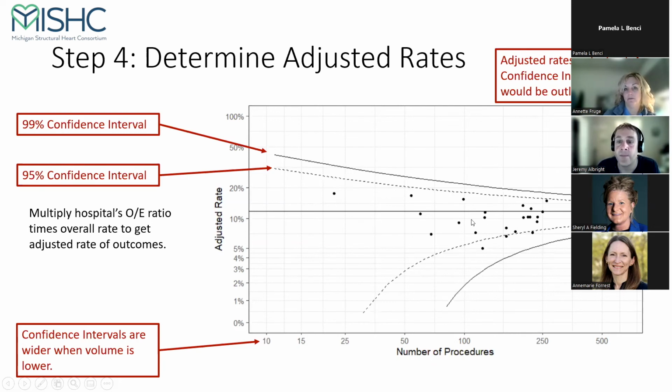lower. But the way that you want to interpret this graph is you would locate what your site is, and if we give you this graph, we would highlight that site for you, and we would just want to make sure that your site is performing within these confidence intervals.